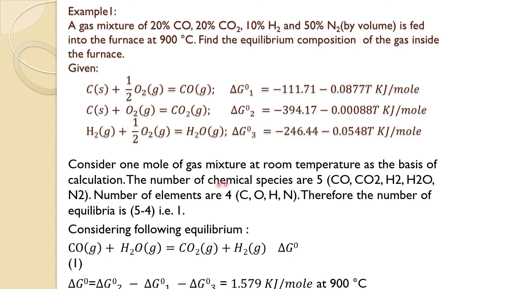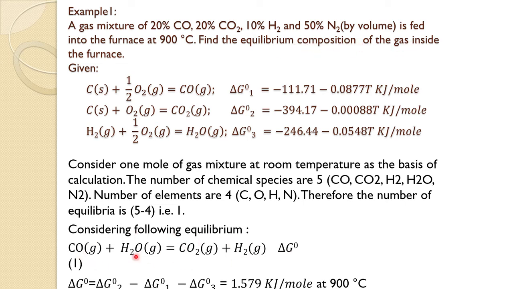Now, because there are about 5 chemical species and 4 elements, we should have one equilibrium. So, we consider the equilibrium between these 5 species: CO plus water gives CO2 plus hydrogen, this is the one. Nitrogen anyway is not going to change. So, this would be the equilibrium reaction, and we have to find the equilibrium composition.